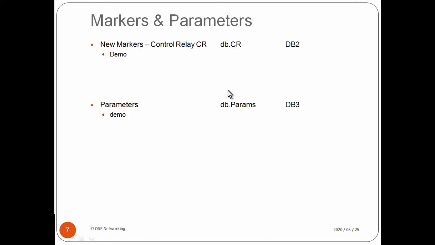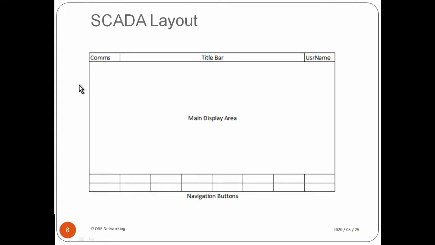Then we spoke about control relays and how we set those up, and then we went on to talk about a parameter DB, and that is where we stopped then. Right, so let us continue. So let's talk about SCADA and why we must always remember when we're designing the PLC program what we want to see on the screen.